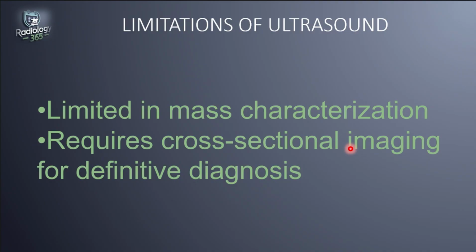Now, while ultrasound is great for screening and vascular assessments, it struggles with deeper or isoechoic lesions. If the lesions are a little too deep, you will lose resolution. And if they are similar to the background liver too, you will not be able to assess them very well. And that's why any suspicious hepatic mass found on ultrasound should be further evaluated with CT or MRI for proper characterization.